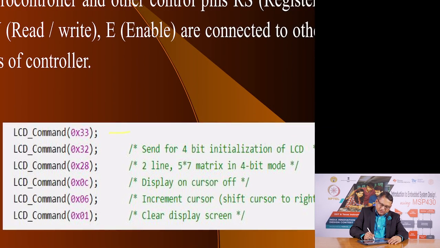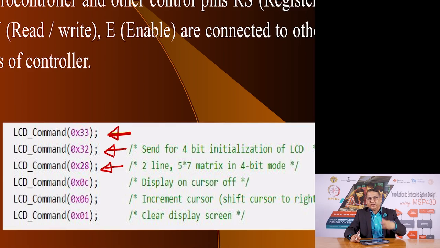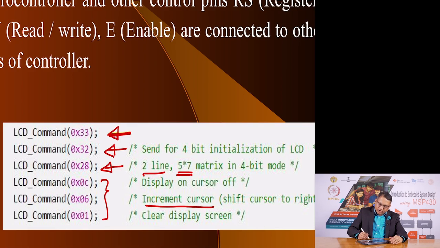You send the information like this, say you send a value called 33. 33 is in hexadecimal, then you send 32 and then you send 28. When you send these 3 bytes, it conveys to the LCD controller that you want to communicate with the LCD controller in a 4-bit mode, and you want to have 2 lines, and each line will have characters which are defined as a 5/7 matrix. And then these are additional commands where you are turning the cursor off, you want the cursor to increment automatically, and you want to clear the display screen, so that any previous information is cleared off.